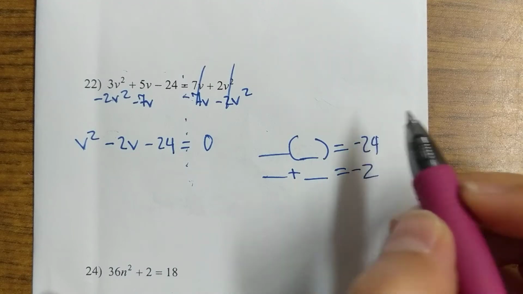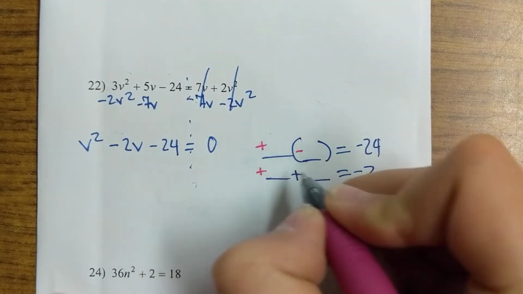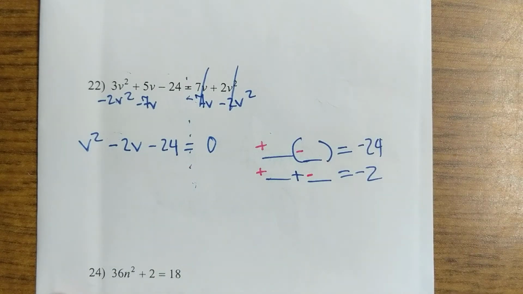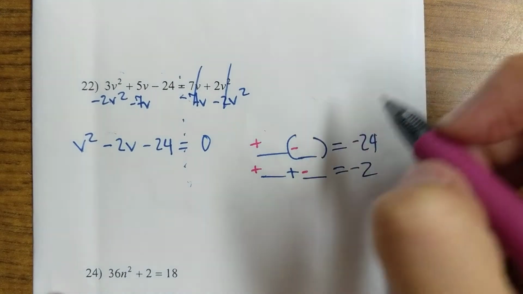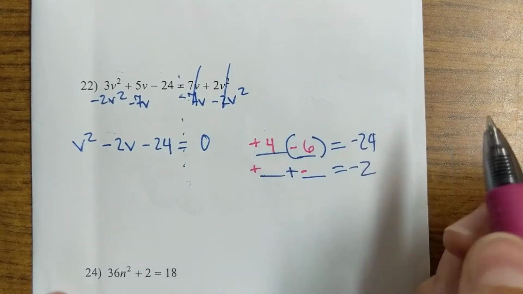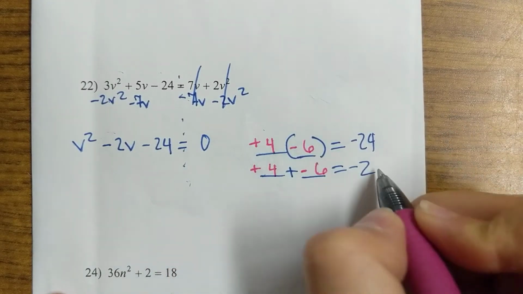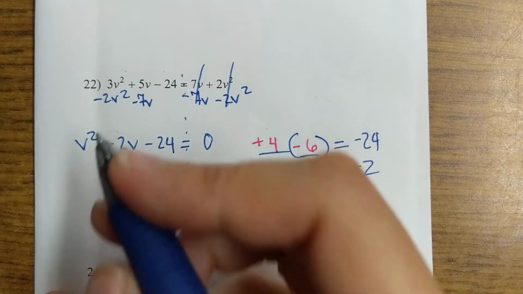If it's multiplying to give me a negative, I know one of those is positive and one is negative. And to result in a negative 2, the bigger one has to be negative. So let's do negative 6 and positive 4. Negative 6 times positive 4 is negative 24. Negative 6 plus 4 is negative 2.